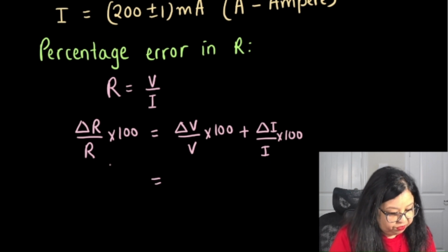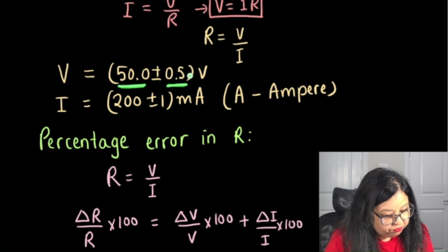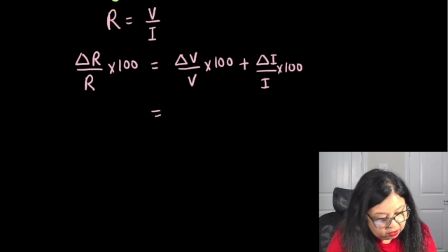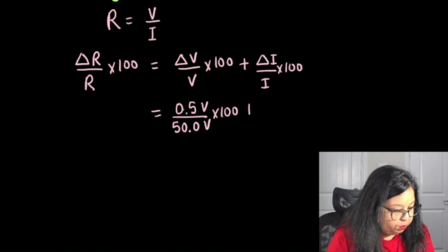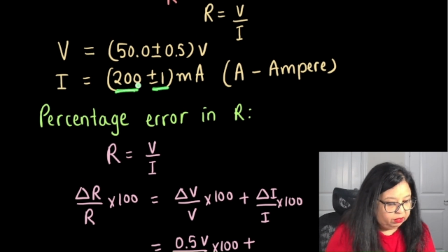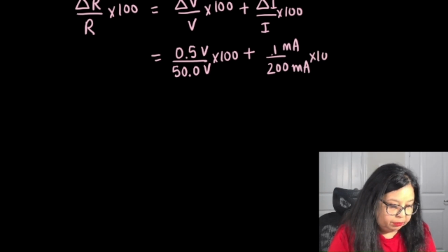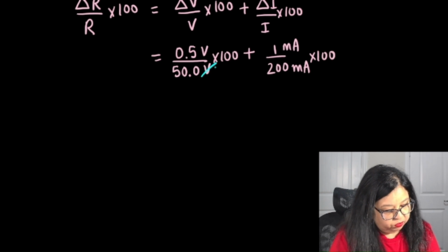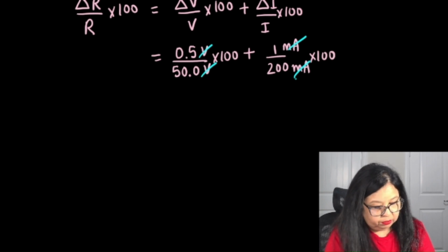Now delta V is given to be 0.5 volts and V is given to be 50.0 volts. Let's write it down. 0.5 volts divided by 50.0 volts times 100 plus delta I. Delta I is 1 and I is 200. So this is 1 divided by 200, milliampere at the top, milliampere at the bottom, times 100. Volts cancel out in the first term. Milliampere cancels out in the second term.